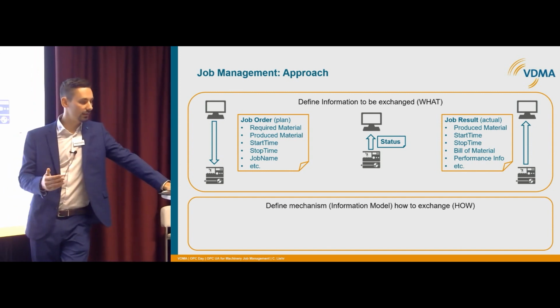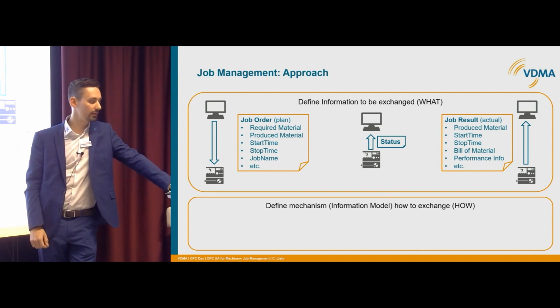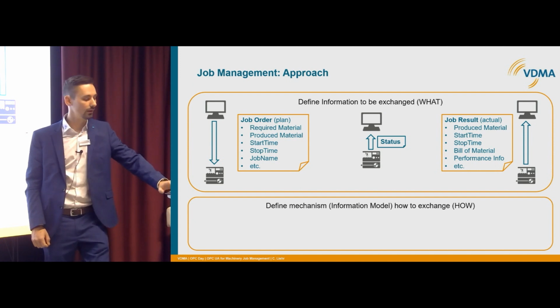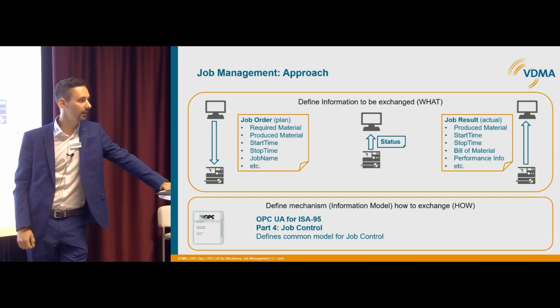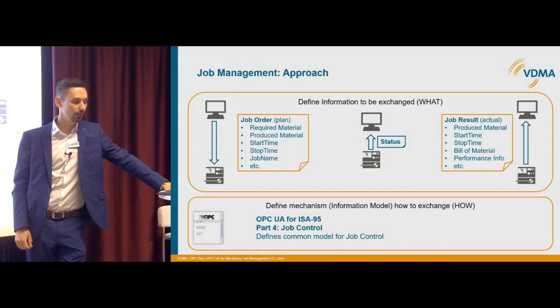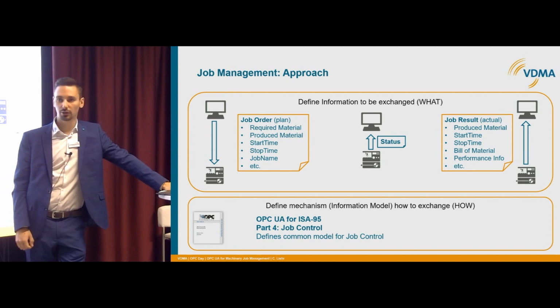The mechanism that describes how to exchange these data between the two parties has already been modeled in the ISA 95 specification for job control. And after evaluating this specification together with the experts from the ISA 95 group, we decided to use this transferring information model for our machinery job management building block at this point.